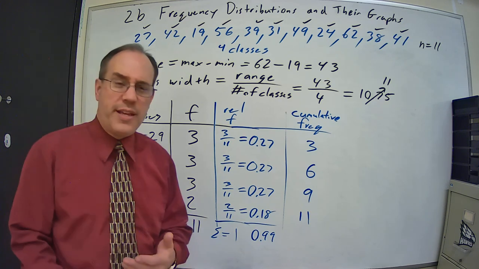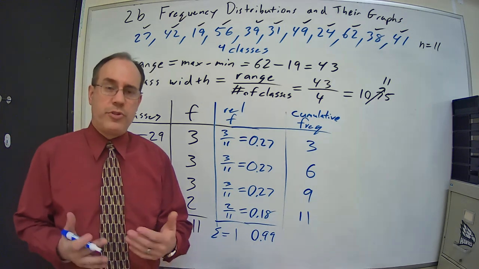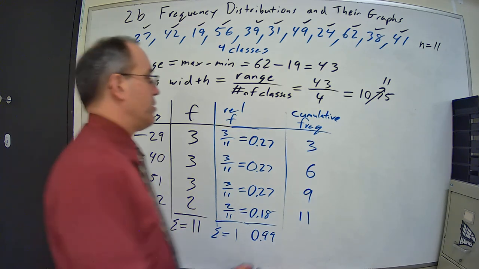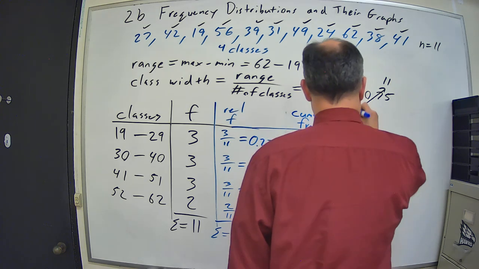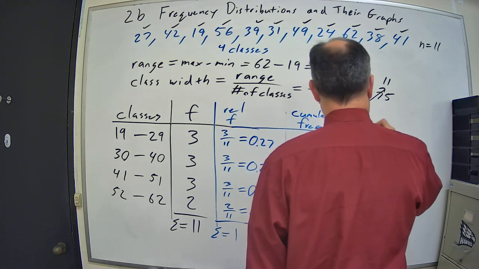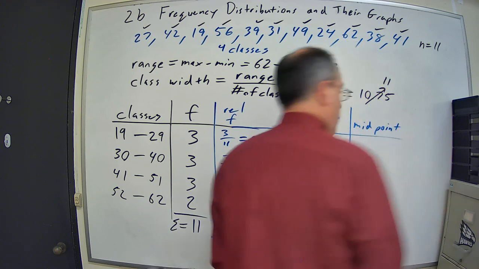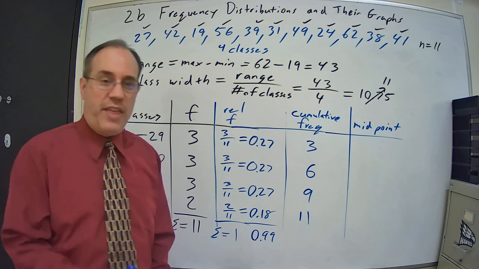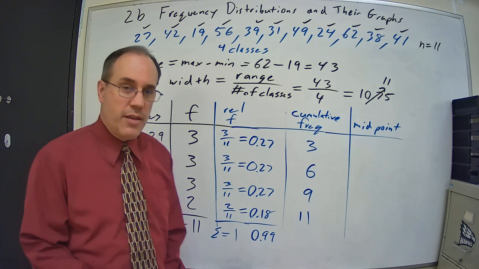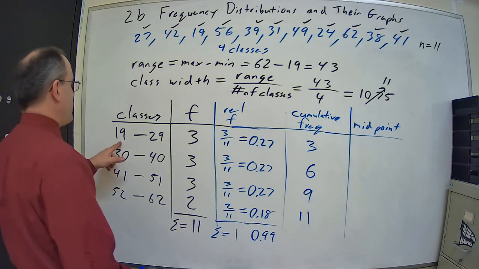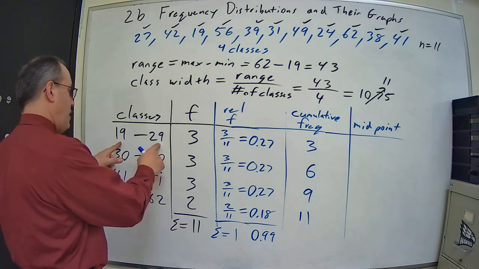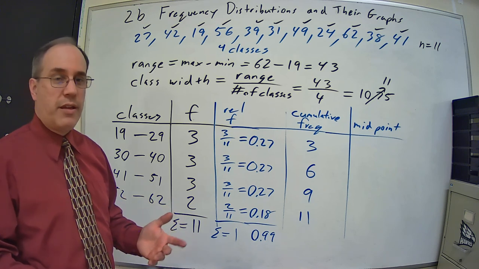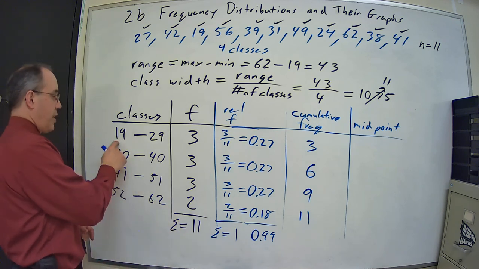Now there's a couple more things that we're gonna need, and these are more helpers than anything else. They're gonna help us be able to graph this. So one of these that we're gonna do is the midpoint. The midpoint is just what it sounds like. It is the middle point of that class. Meaning, I look over here and this class goes from 19 to 29, it's going to be the middle of that class. And how do we find that middle of the class? We average the two class limits.